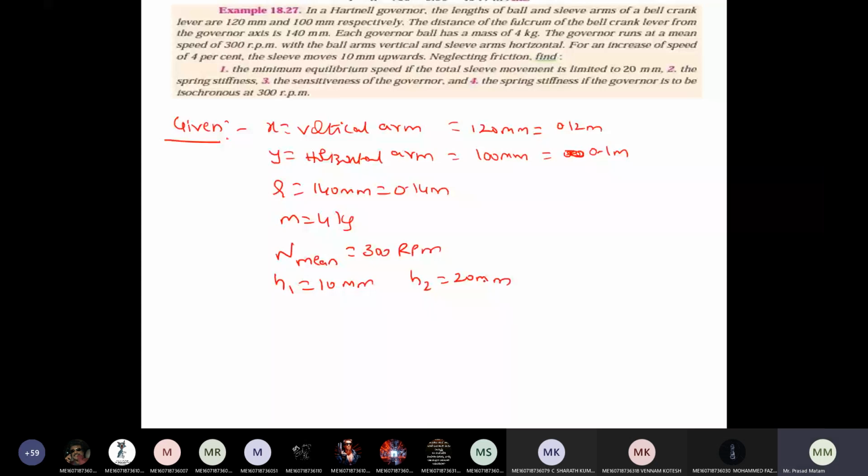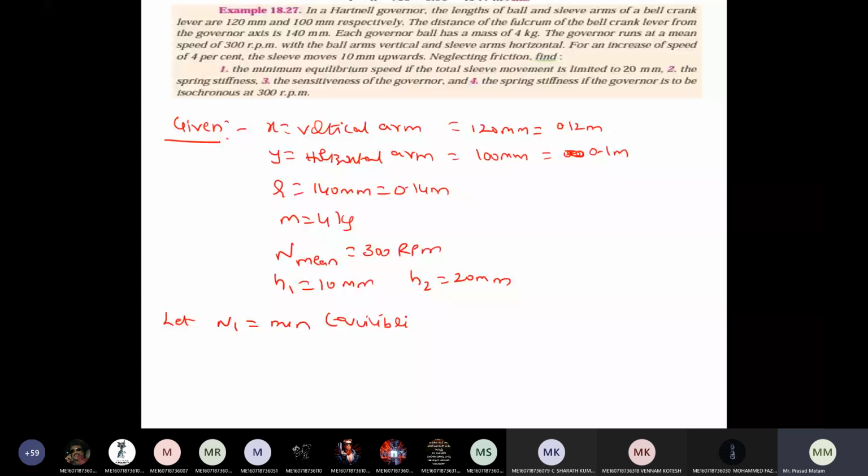Second, stiffness of the spring, sensitiveness of the governor. Next, the fourth one, the spring stiffness if the governor is to be isochronous at 300 rpm. So this is the given data. Let us try to find all the values. N1 is the minimum equilibrium speed. So now let us find the solution. Let N1 be the minimum equilibrium speed.